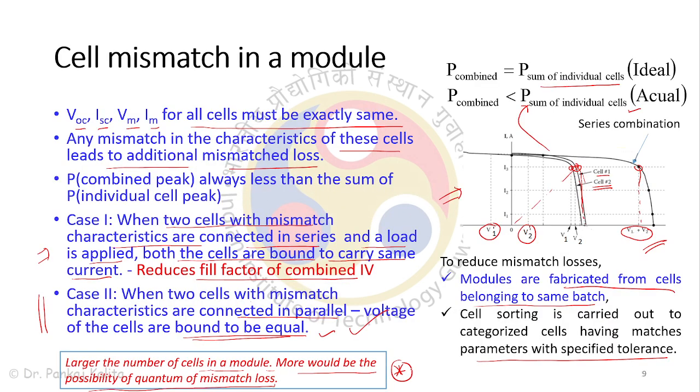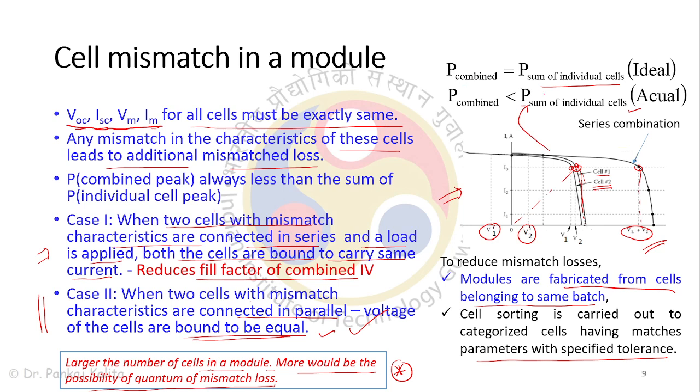So cell mismatch means you're manufacturing a bunch of solar cells in a batch, or maybe in several batches. So it's not like all cells will be identical. Ideally, the VOC, ISC, VM, and IM values should be identical for all the cells, but in practical conditions, they're not the same. So there is some mismatch also. Okay, so what is the effect of this mismatch?